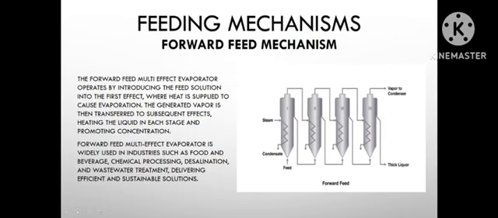Now let us understand the different methods of introducing feed into a multiple effect evaporator. There are various methods of introducing feed in a MEE. Let us discuss a few. First of them is forward feed mechanism. In this method, the mother liquor is introduced into first evaporator, then transferred to the second, and then at last to the third evaporator. This method is used in industries like food and beverages and chemical processing.